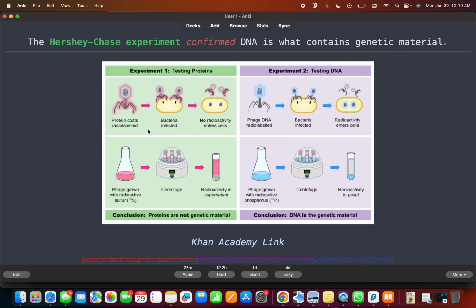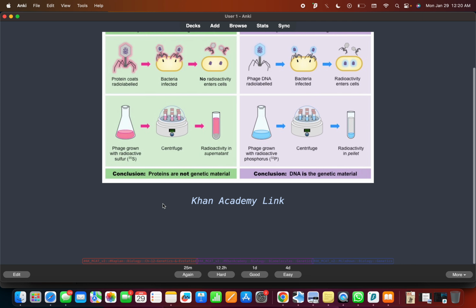Experiment 1, testing proteins. Protein coats radiolabeled. Bacteria infected, no radioactivity enters cells. Phage grown with radioactive sulfur. Centrifuge, radioactivity in supernatant. Is the supernatant the wild type? Phage DNA radiolabeled, bacteria infected, radioactivity enters cells. Phage grown with radioactive phosphorus P32, centrifuge, and radioactivity in pellets. DNA is the genetic material. Proteins are not genetic material.